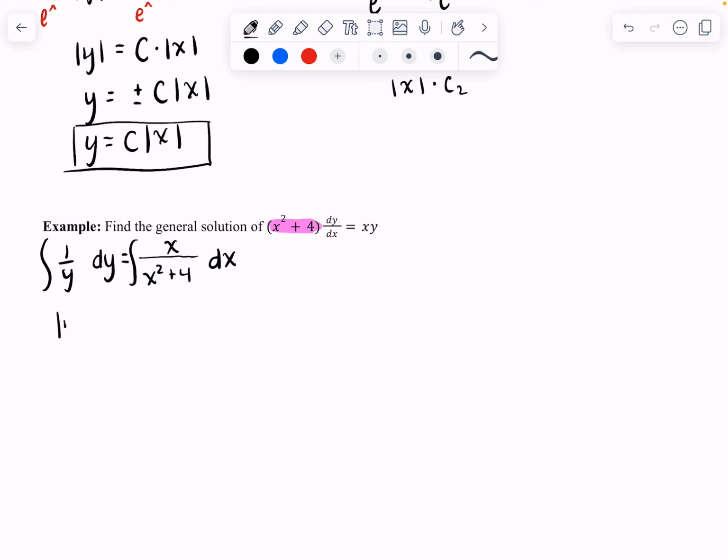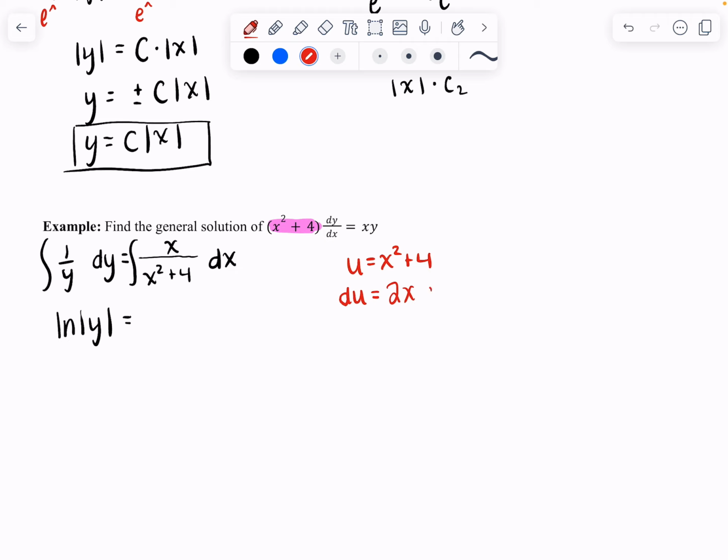On the left-hand side, once again, we're going to get natural log of the absolute value of y. On the right-hand side, we've got a slightly more complicated expression this time. You've learned lots of strategies now for how to integrate. In this one, a u substitution will work well. So let's do a u substitution. We're going to let u equal x squared plus 4.